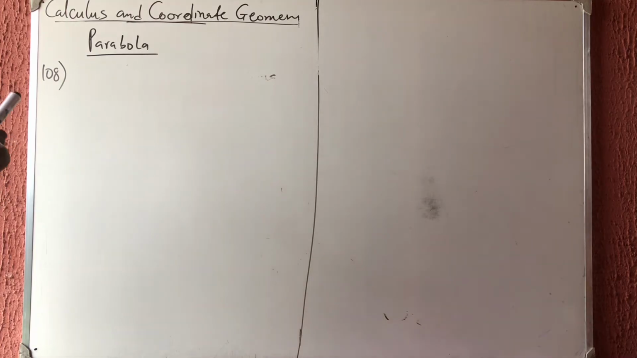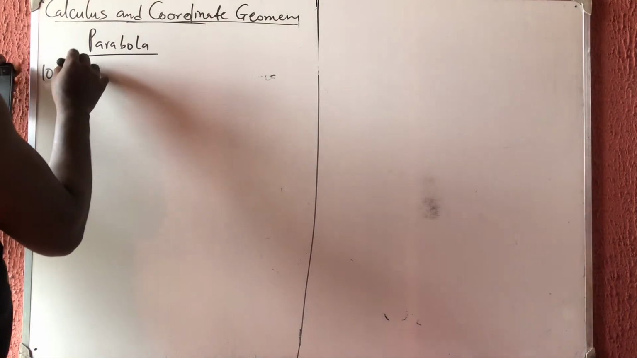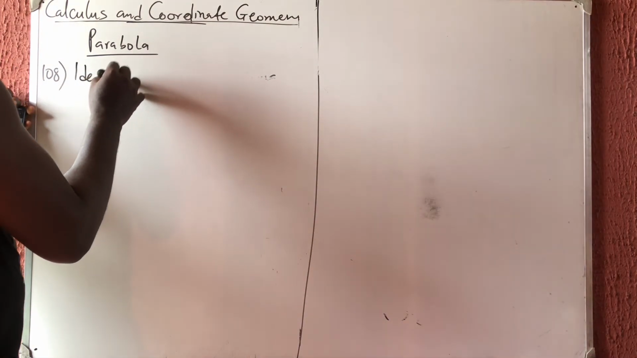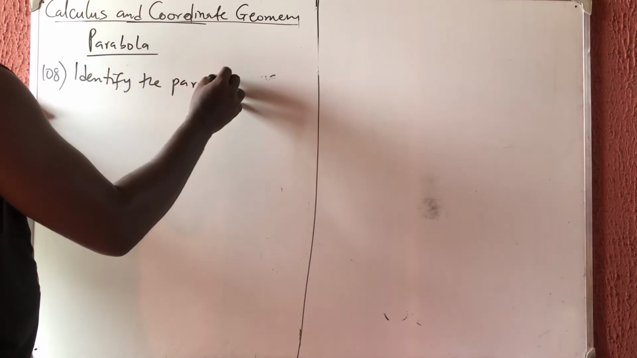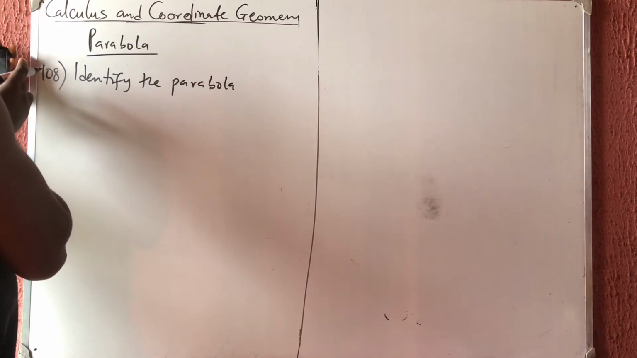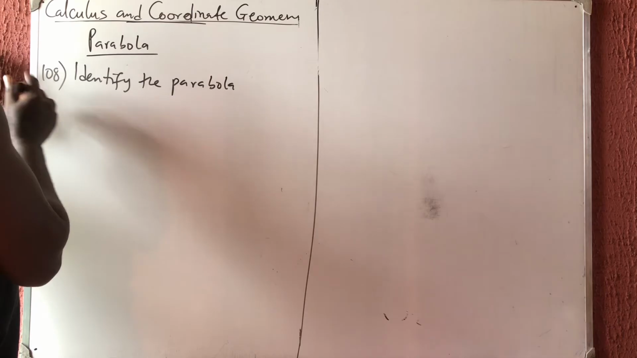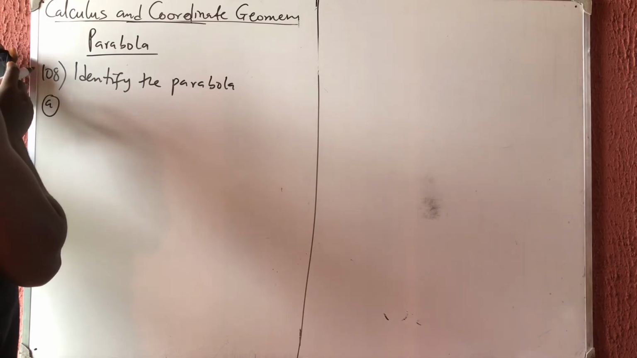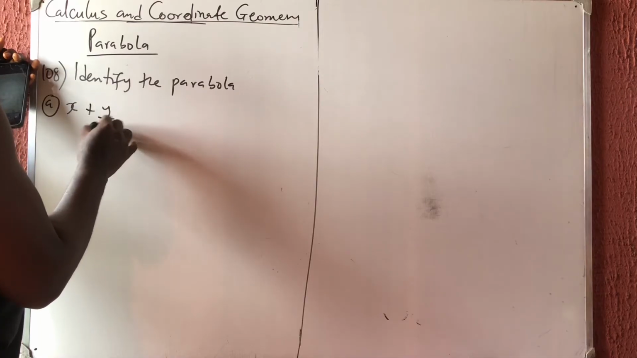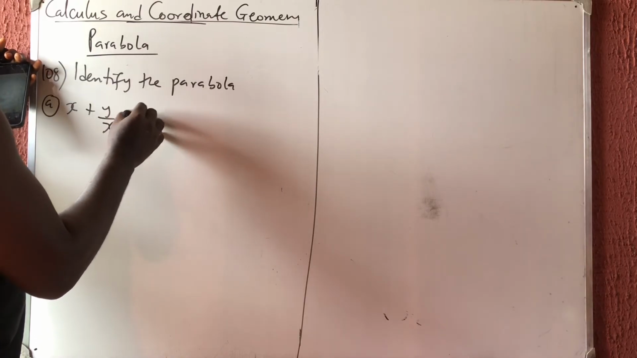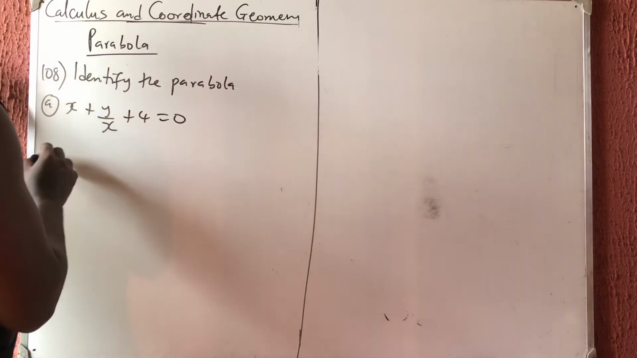They say we should identify the parabola. Identify the parabola. Okay? To identify the parabola, option A said (x plus y) over (x plus 4) is equal to 0.